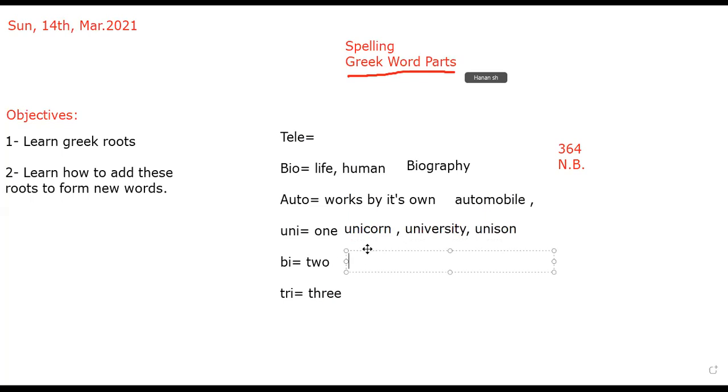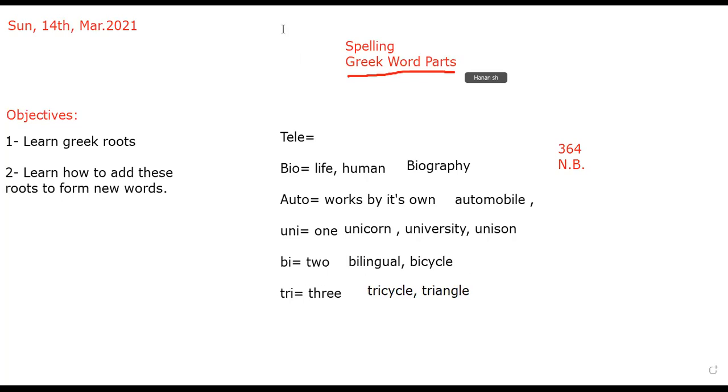Two, which is bi. If I add it to another word like lingual, it will become bilingual. Bilingual means a person who speaks two languages. Like if you speak Arabic and English, you are bilingual. If you are using a bicycle that has two wheels, then I will call it bicycle, which means a vehicle that has two wheels. But if I come to tri, it means three. If I add it to a word, tricycle. Which means what? It means the bicycle that has three wheels. Also, if I say triangle, which means what? It has three angles that you have in math.